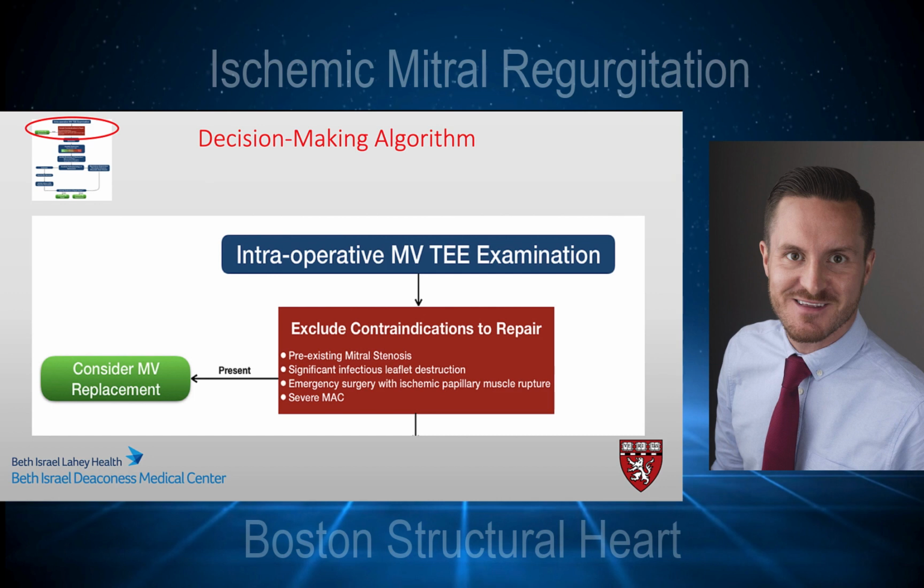And looking at how we first approach a mitral valve, our first step is to exclude immediate contraindications to repair. Contraindications that we consider that preclude a potential repair include patients with infective endocarditis, patients with significant mitral stenosis, patients with significant mitral annular calcification, and also emergent surgery with ischemic papillary muscle rupture, where definitive operation and minimal bypass time is of the essence.